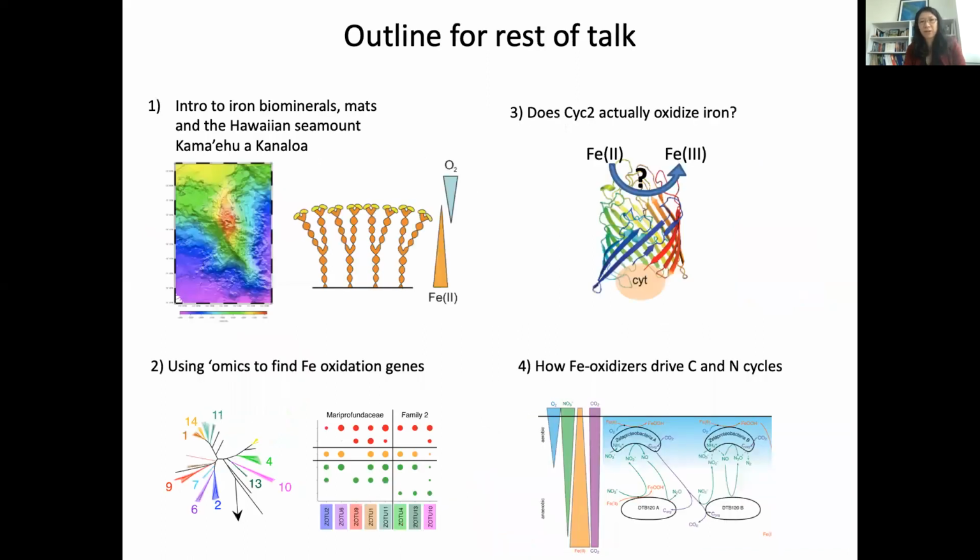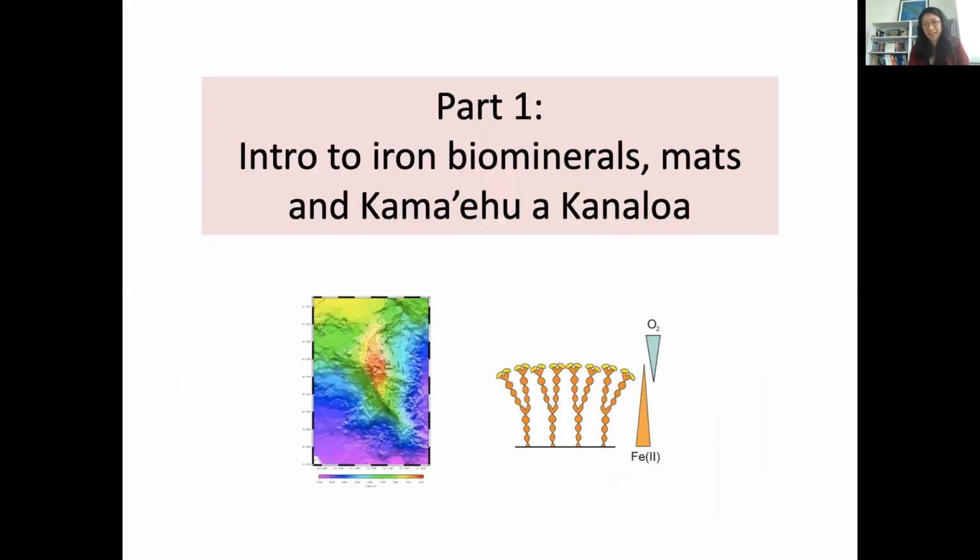And so for the rest of the talk, I'm going to first, I have to show you the minerals first. So I'll show you the minerals and the mass first and introduce you to our major field site in Hawaii. And then part two will be using metagenomics and metatranscriptomics to narrow down the iron oxidation genes, and then a biochemical characterization, and finally applying what we know to detecting new iron oxidizers and understanding how they drive carbon and nitrogen cycles. All right, so let's go to Hawaii and look at the biominerals.